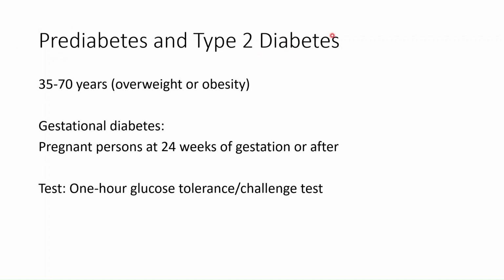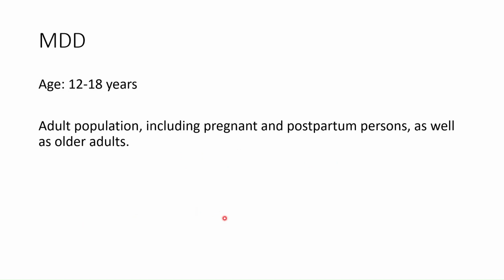Pre-diabetic and type 2 diabetes screening. So we do it at the age of 35 to 70 years in patients who are obese or overweight. And for gestational diabetes, we do it at 24 weeks of gestation or after, and just use the 1 hour glucose tolerance test.